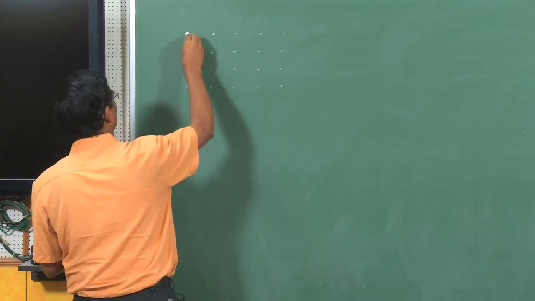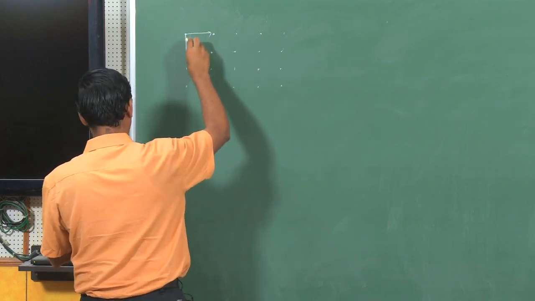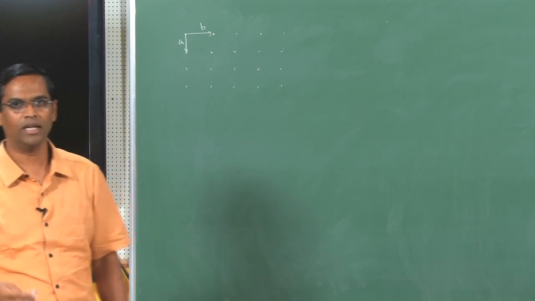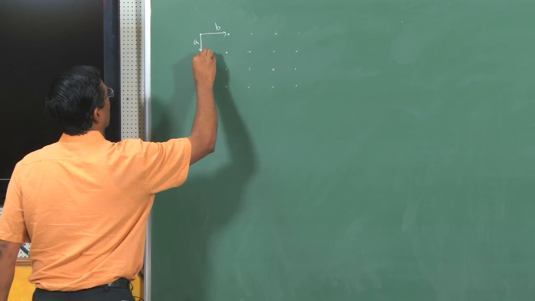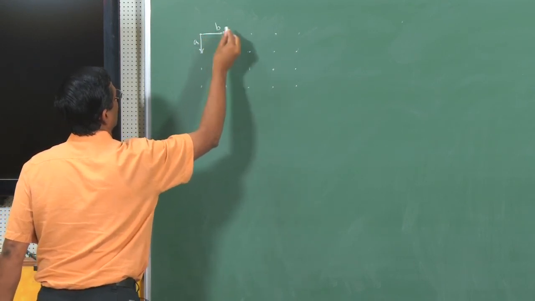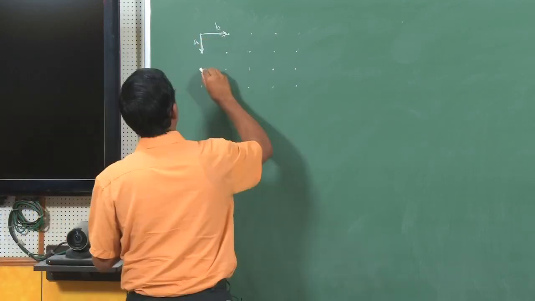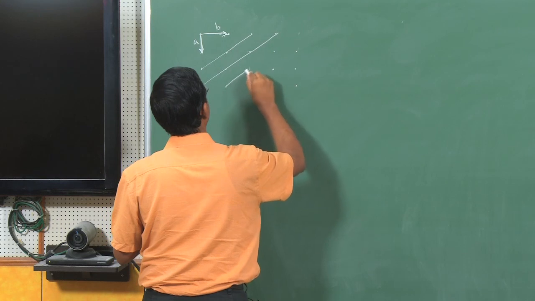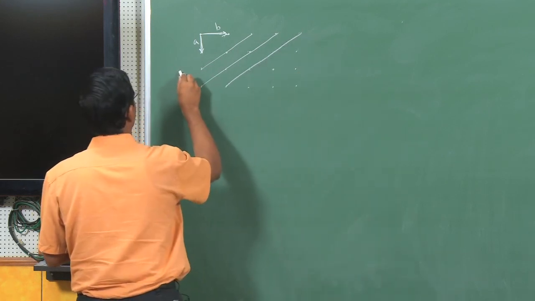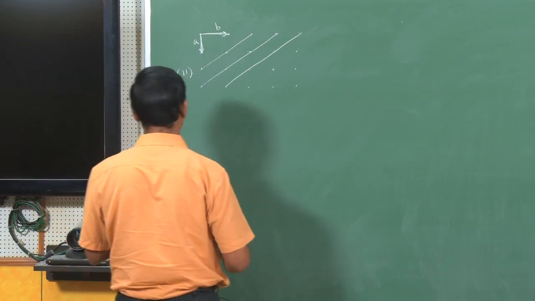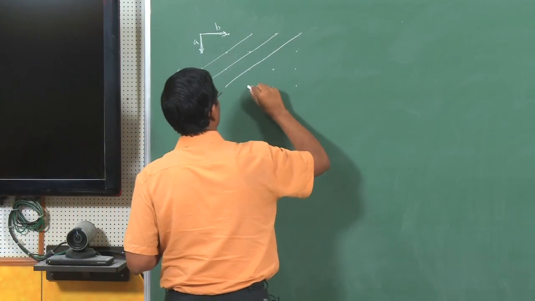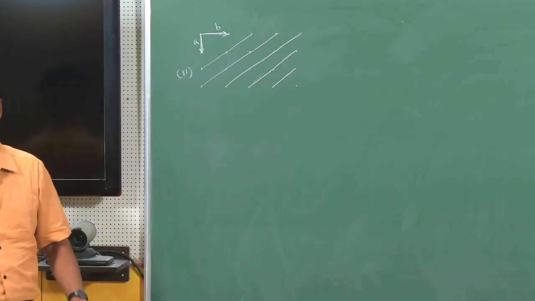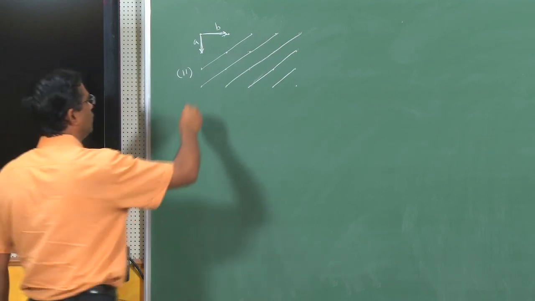Suppose I define this lattice and the lattice translation vectors as A and B. Suppose I want to identify this kind of plane, this is the 1 1 plane, because we are talking about 2D. So in 2 dimensions, it is 1 1.